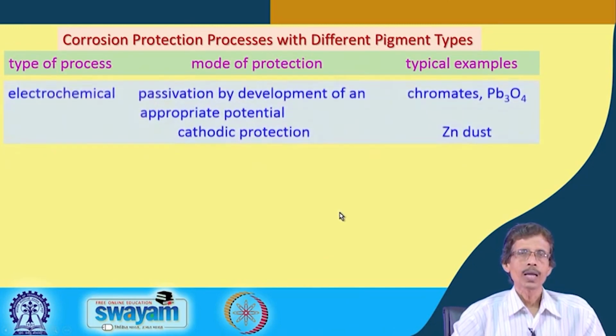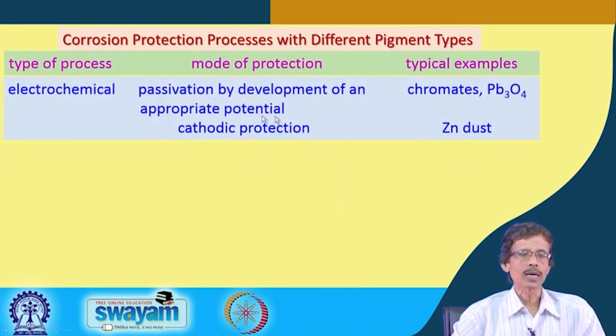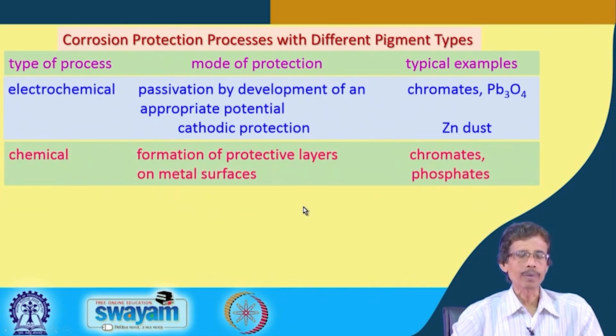And with different pigment types, for the mode of production, if it is an electrochemical type of process, we can go for passivation using chromates and lead oxide. You can go for cathodic protection using zinc dust, only zinc powder painting. If the process is chemical, then we can go for the formation of protective layers by using chromates and phosphates on the metal surface.